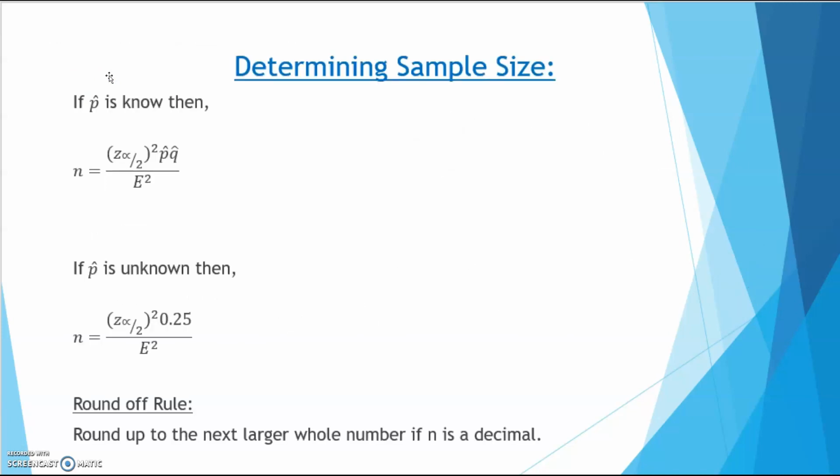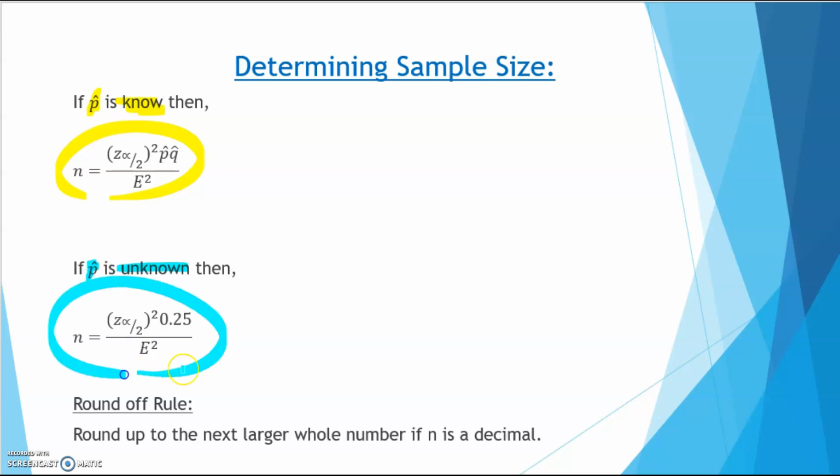Okay, now if we're trying to determine the sample size, we've got two options. If p hat is known, we will use this formula here. So that would be a z-score squared times p hat times q hat divided by your margin of error squared. If p hat is unknown, we will use this formula here. So you still have a z-score squared, but since I don't know what p hat times q hat would be, we just assume it to be 0.25. And then we divide by the square of the margin of error.